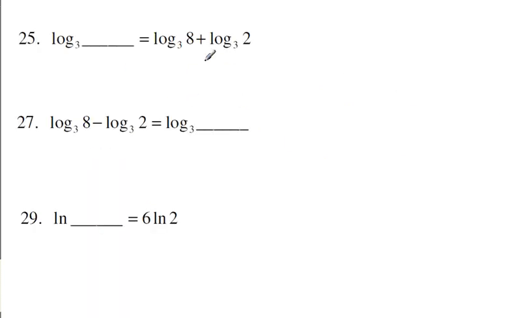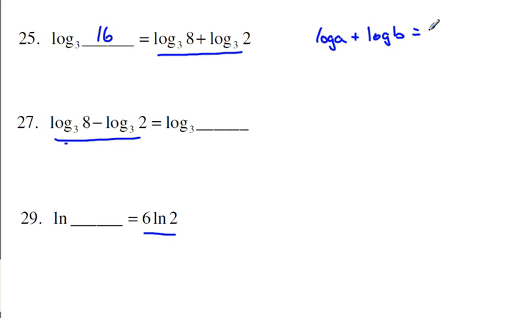All right, now next we need to know our properties, and we need to know 3 properties: the one where we're adding 2 logs, the one where we're subtracting 2 logs, and the one where we've got a multiplication times a log. Recall that when we add 2 logs, it's the same as a single log with multiplication. So 8 times 2 gives me 16. This is the property that says log A plus log B equals log AB.